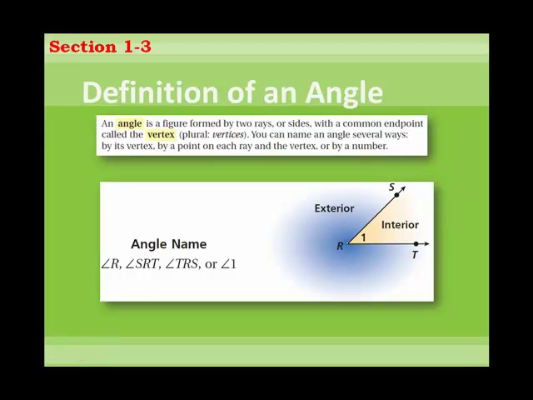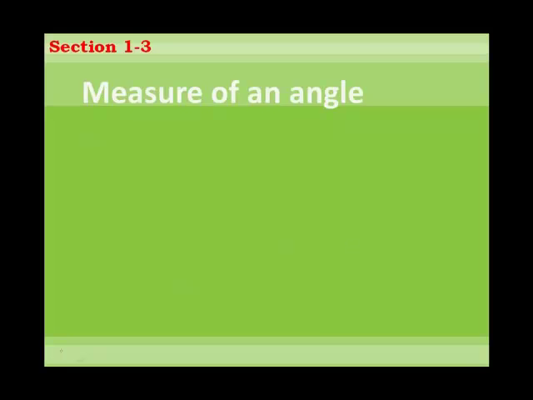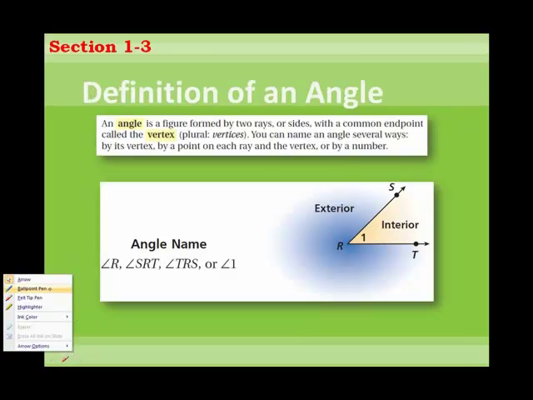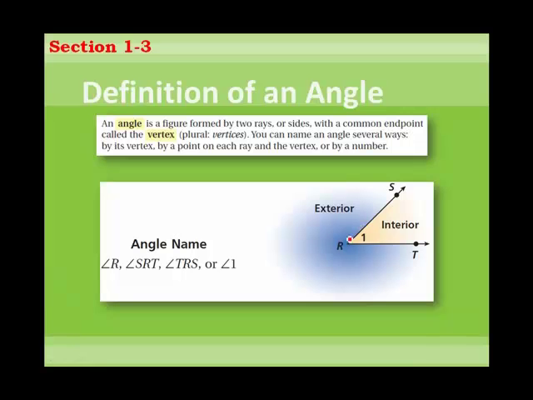So here we have an angle. This common endpoint is the vertex. So this common endpoint right here is the vertex. You can see it was formed by these two rays. We have ray RS and ray RT, and they have the common endpoint R to form the angle.